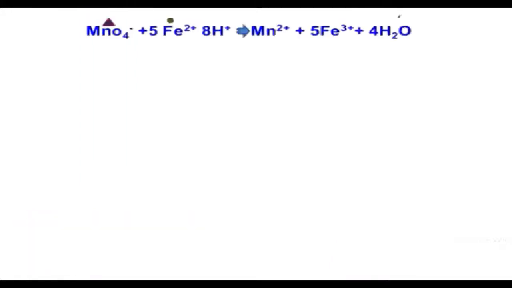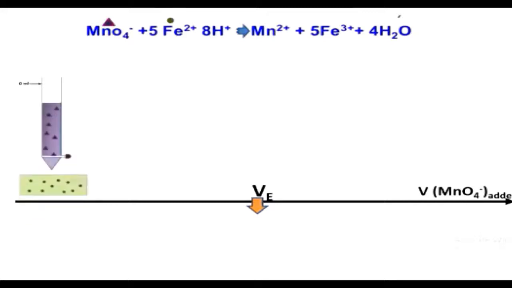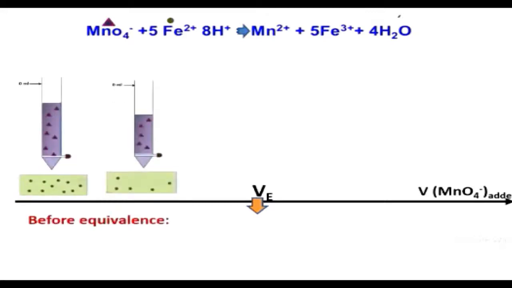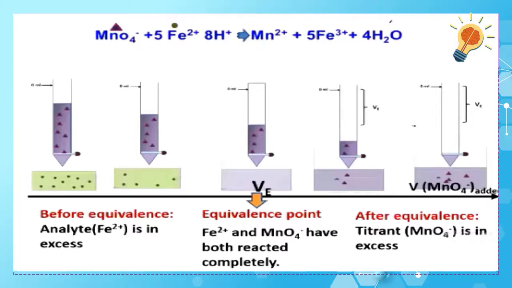So as a summary, as we add MnO4- from the burette, it reacts with Fe2+ according to the stoichiometric relation. This decreases the concentration of Fe2+ in the beaker until equivalence is reached. At equivalence, both reactants have reacted completely, and after equivalence, as we add more volume from the burette, MnO4- becomes in excess.